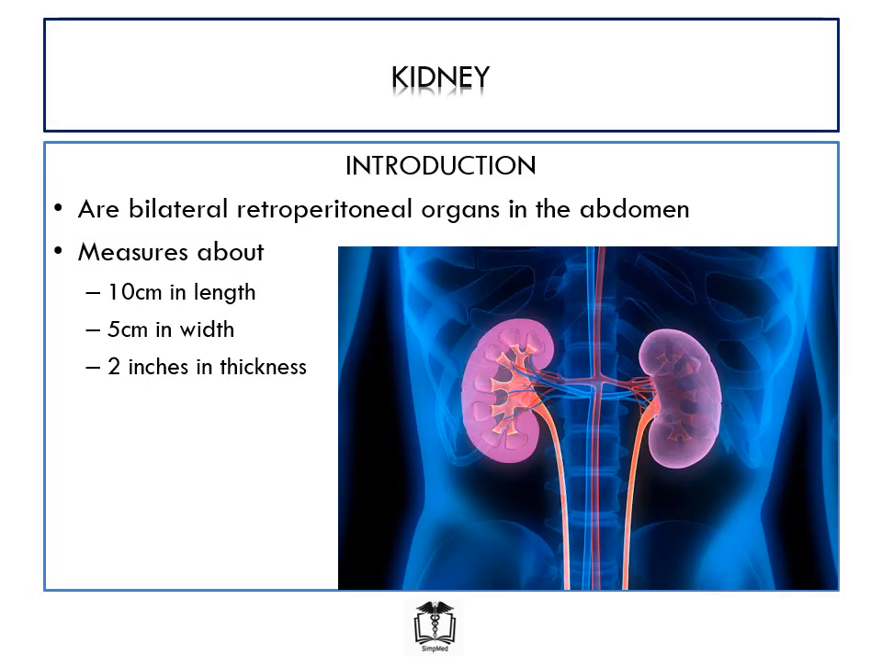So let's focus now on the gross anatomy of the kidneys. The kidneys are bilateral retroperitoneal organs found in the abdomen. This means that there are two kidneys, right and left, and they are lined anteriorly by the peritoneum but lack a peritoneal lining posteriorly. Hence the reason why we call them retroperitoneal. In terms of dimensions, the kidneys tend to measure a length of about 10 centimeters, a width of about 5 centimeters, and a thickness of about 2 inches.